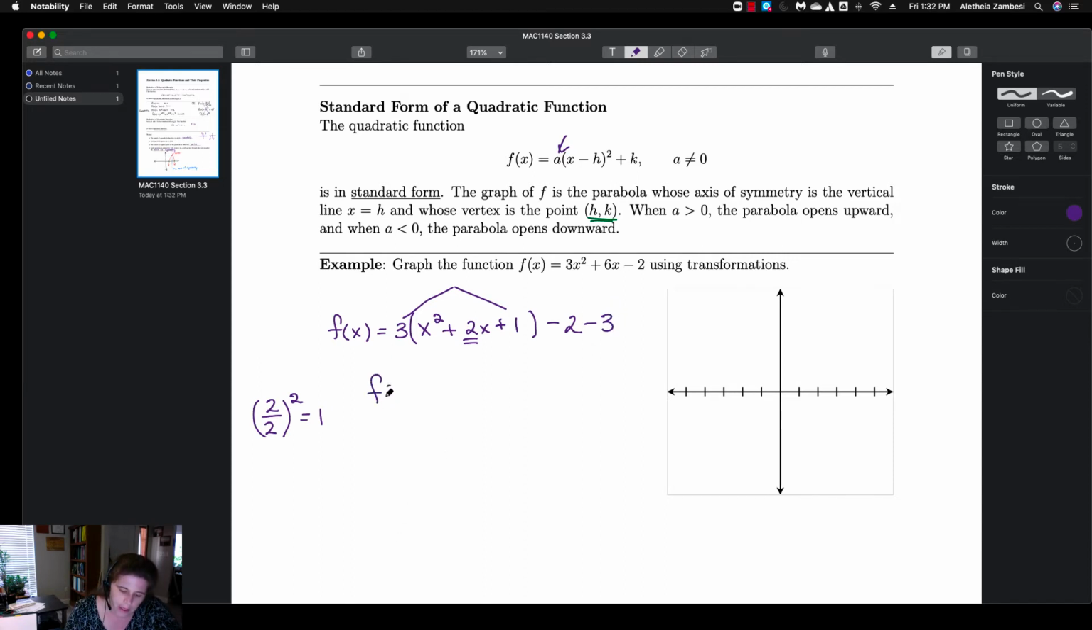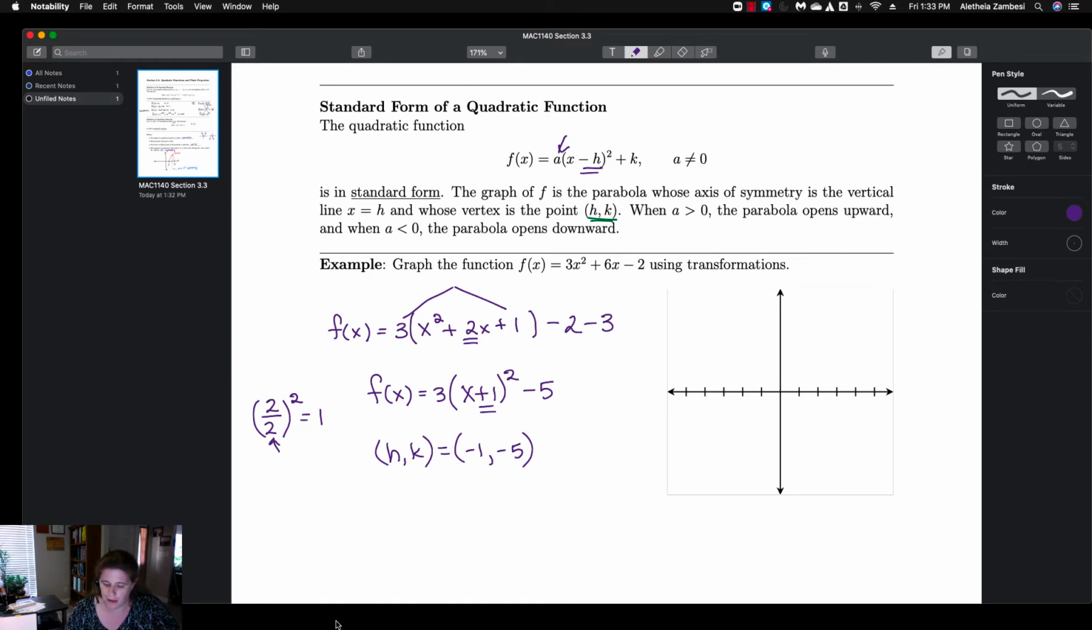So factoring, f of x is equal to 3 times... remember this factors into whatever's in this parenthesis, minus 5. All right, so in my standard form, f of x is equal to 3 times (x plus 1) squared minus 5. Now this h is negative, so we have a positive sign here, which means that my vertex, my (h, k), is (-1, -5).